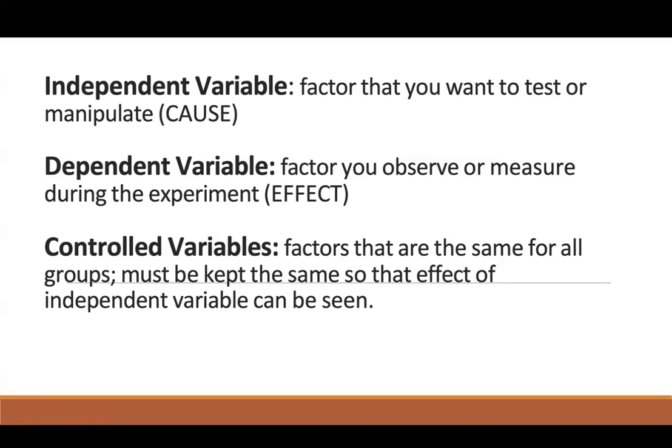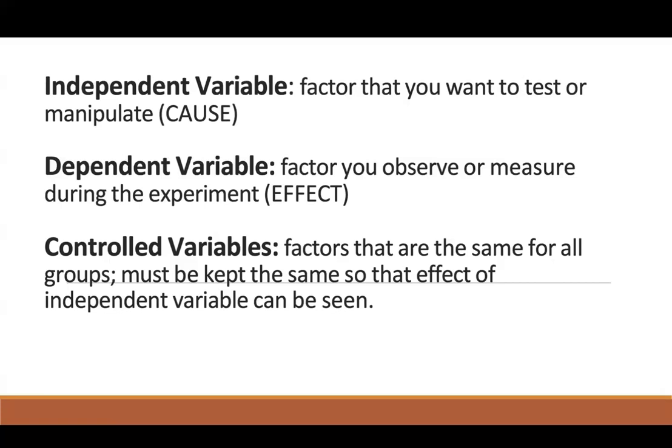So, for example, with our plant example, we only want the light intensity to affect the plant growth, or to see if it affects the plant growth. That means the amount of water the plants receive, the type of soil that they're in, the type of pot they're in, even the type of plant themselves needs to be exactly the same for each plant in the experimental group or groups and in the control group or groups.